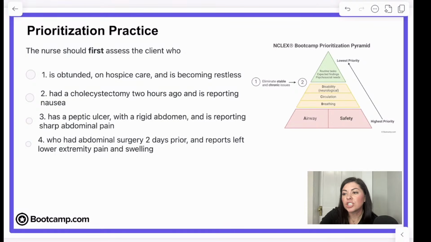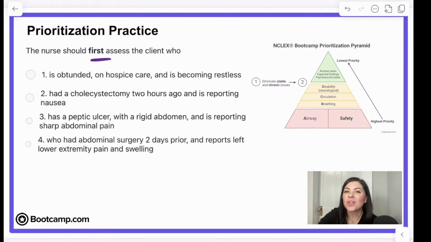So it says the nurse should first assess the client who is obtunded on hospice care and is becoming restless, a client who had a cholecystectomy 2 hours ago and is reporting nausea, a client that has a peptic ulcer with a rigid abdomen reporting sharp abdominal pain, and our last client who had abdominal surgery 2 days prior and reports left lower extremity pain and swelling.